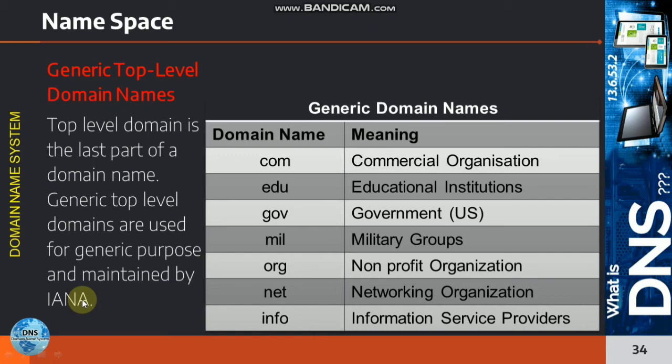These are generic top level domain names. On any website, you can see the ending with .com or .edu or .gov, .org, like that. These are called top level domain names. Com refers to commercial organizations, edu is for educational institutions, MIL is for military groups, ORG is for non-profit organizations, and like that. So these are some of the top level domain names.